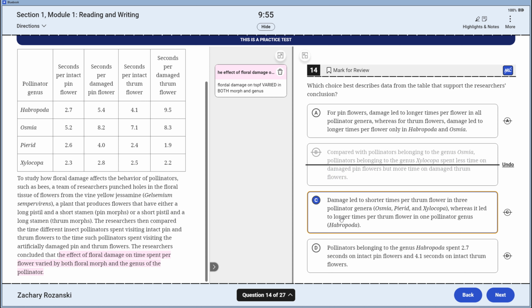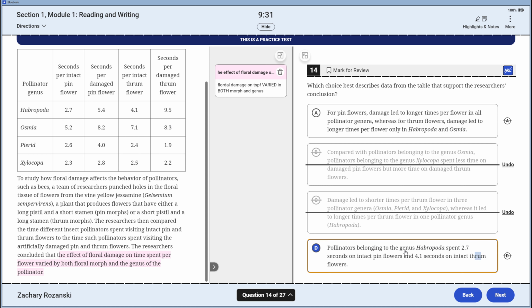Damage led to shorter time on C. Damage led to shorter time per thrum flower in 3 pollinators. No, because we already proved that it was true for 2. That falls. Pollinators belonging to H spent, no, I'm going to just take this off the table. We are living in thrum and pin, but I only have one genus here. These are called genus, so then D falls too.